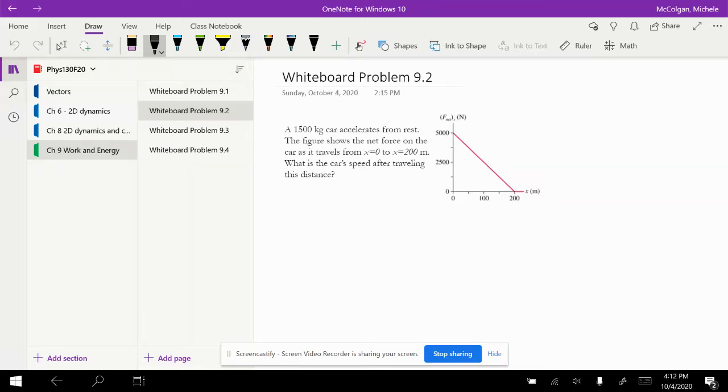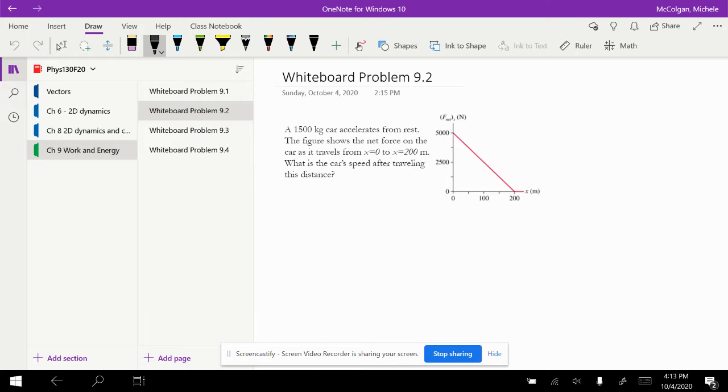Okay, in this problem, we have a car that is accelerated from rest. It's accelerated because it's being pulled by another car. So there's a rope between them, and there's tension that's provided by that. The tension provided by the rope is what creates this graph.